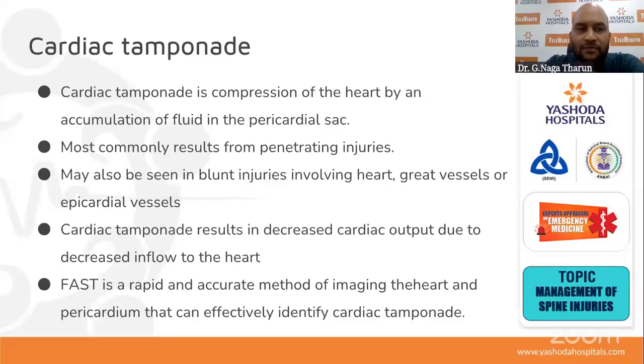And coming to cardiac tamponade, it is defined as compression of the heart by an accumulation of fluid in the pericardial sac. It most commonly results from penetrating injuries. It may also be seen in blunt injuries involving the heart, great vessels, or epicardial vessels. Cardiac tamponade results in decreased cardiac output due to decreased inflow to the heart. And EFAST is a rapid and accurate method of imaging the heart and pericardium that can effectively identify cardiac tamponade.